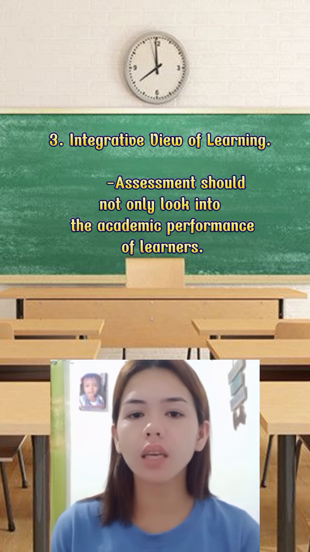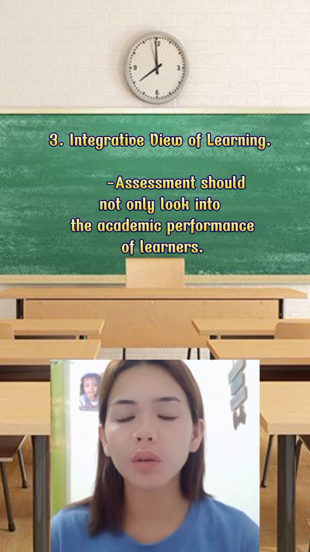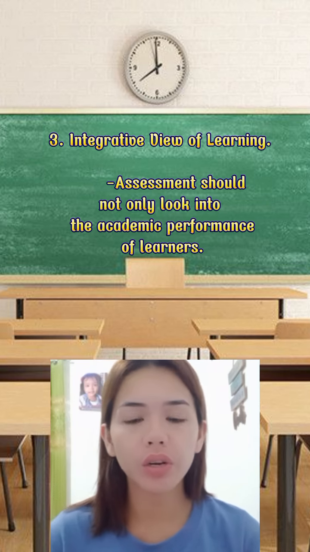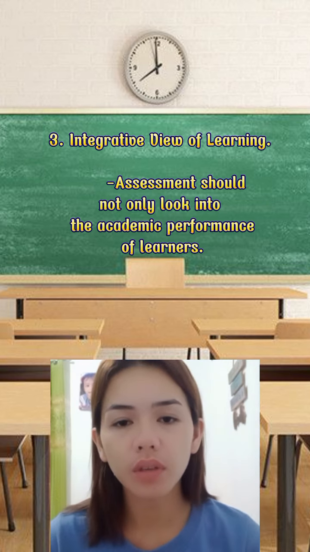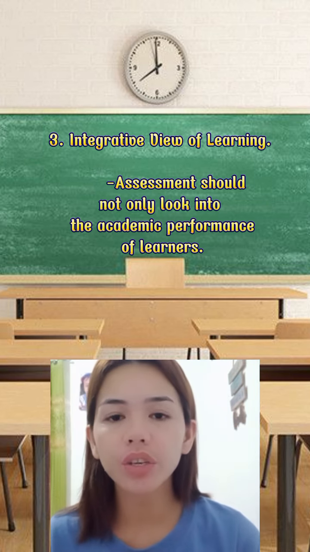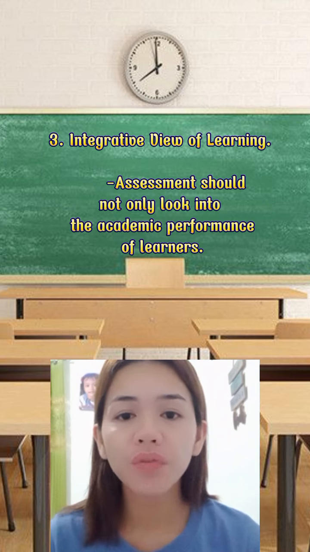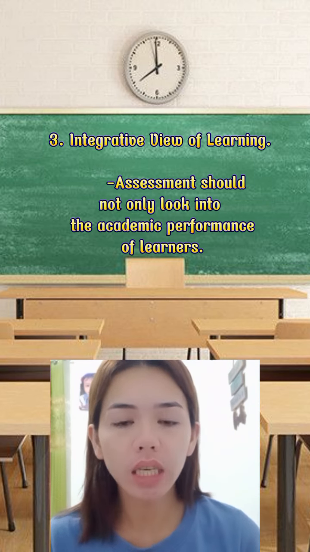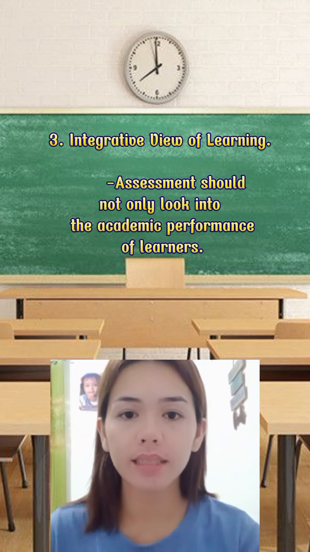Number 3, integrative view of learning. As a teacher, we should not just look into one skill of our learners because every learner has a different way of learning. For example, a learner is not good in writing but good in reading. So, we should find another way or technique for our learners to emerge and show their skills.